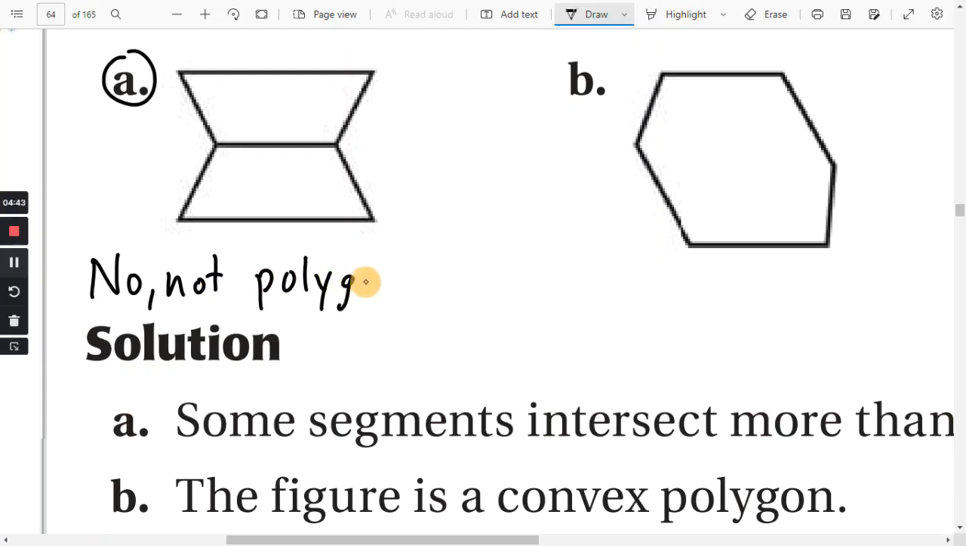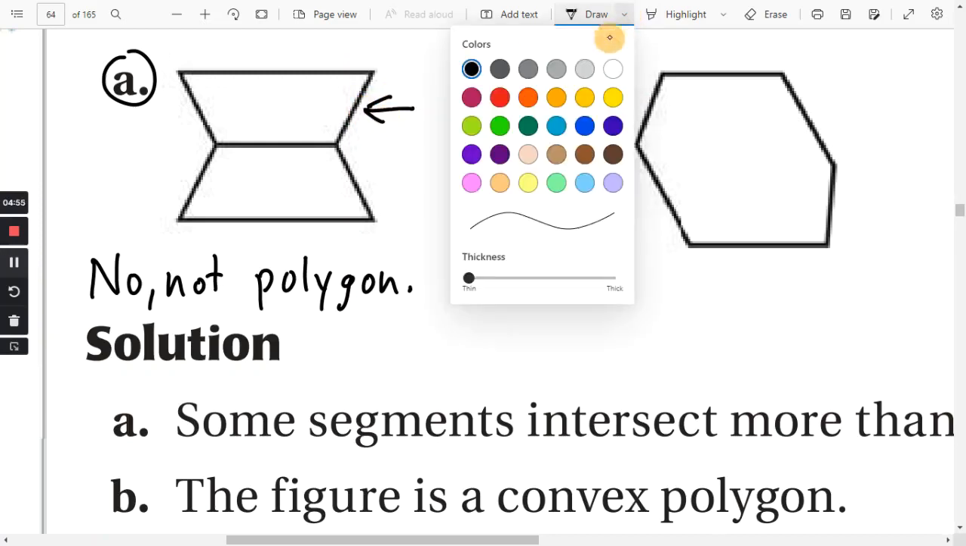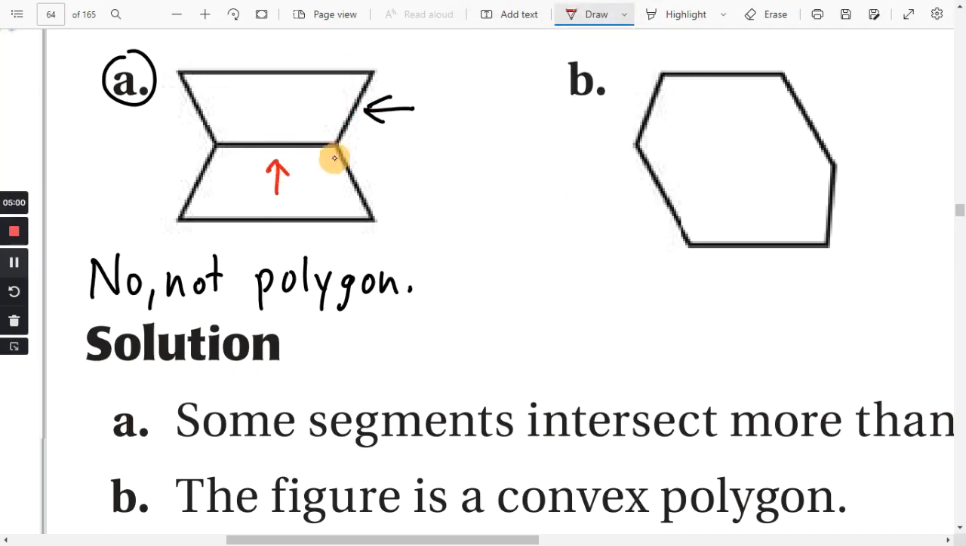You have to remember that in a polygon, each side intersects exactly two sides at their endpoints. Now, if you take this side right here, it intersects this one, it intersects that side, and it also intersects that side right there. That's three sides that it intersects, and that can't be the case. It has to intersect only two sides. So that one is no good.